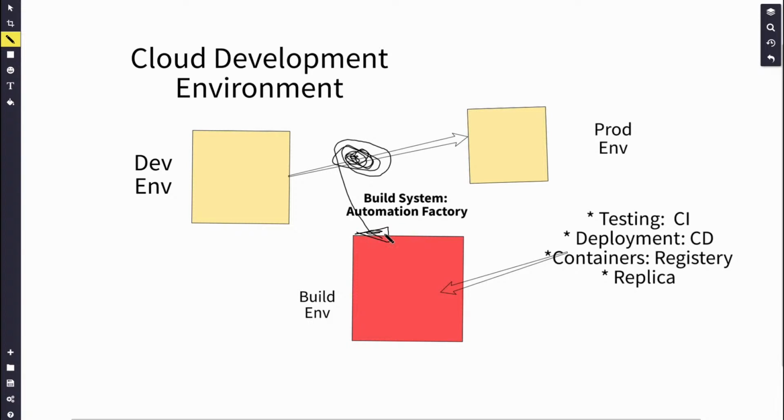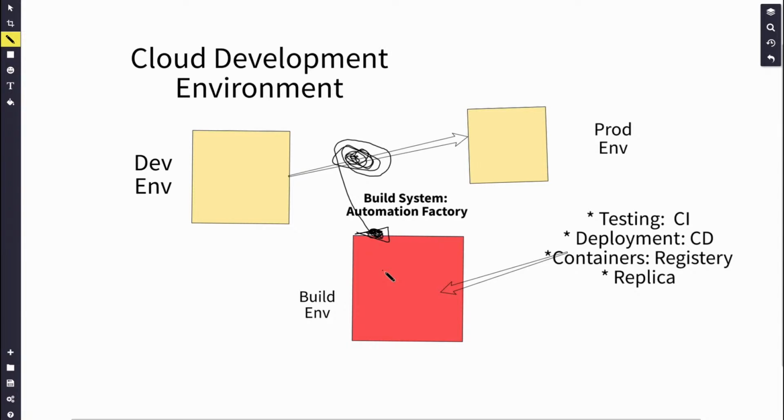So we would essentially, the way to get from dev to production is by this build system. If you don't have the build system, you would have to manually do it, and that's really the goal of DevOps, this step of automation.